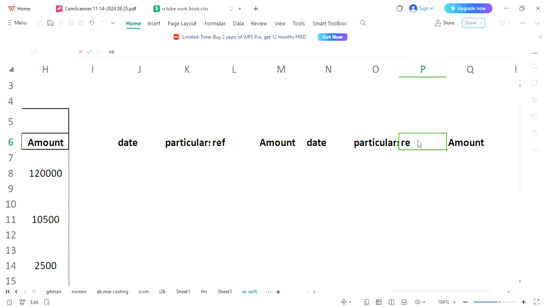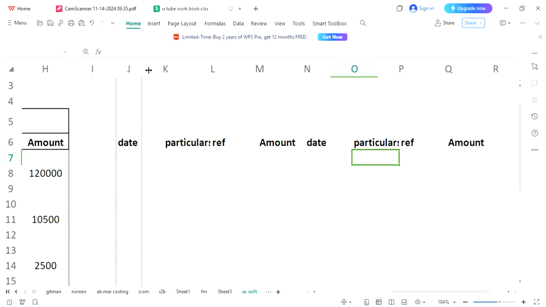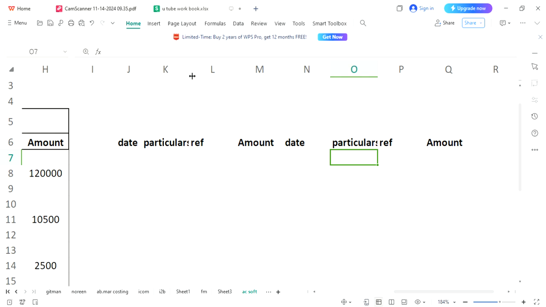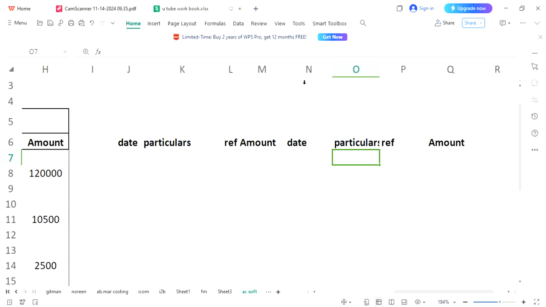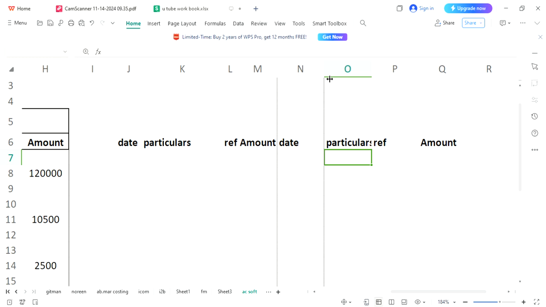Now the next step is to understand how much width we will give. For date, you do not need a big width, so you can decrease it. Particulars, yes, it needs a little bit more space. And for reference, the smallest possible space can be given. Amount is okay, but let's make it a little wider. In the same way, we are making these columns on the other side.